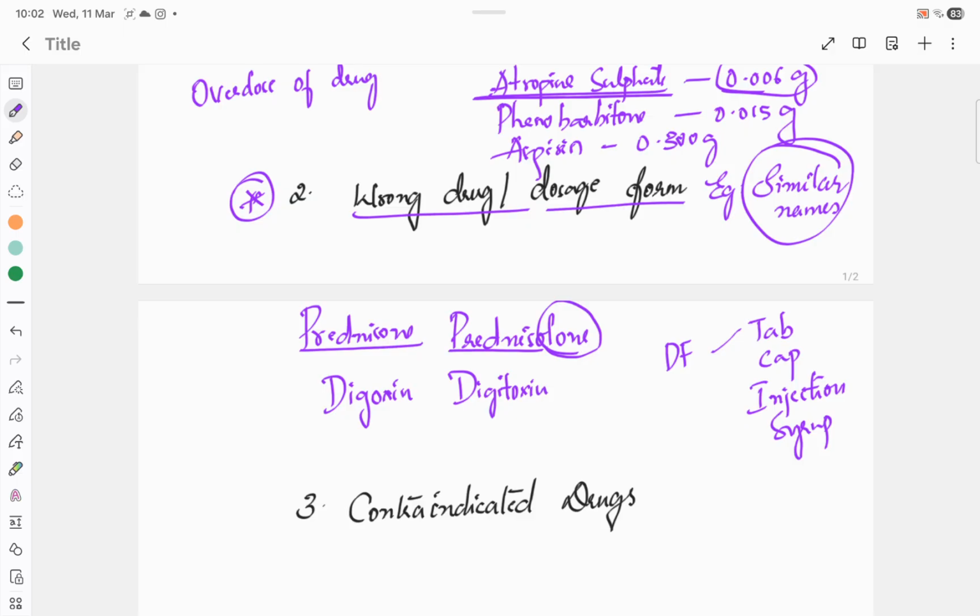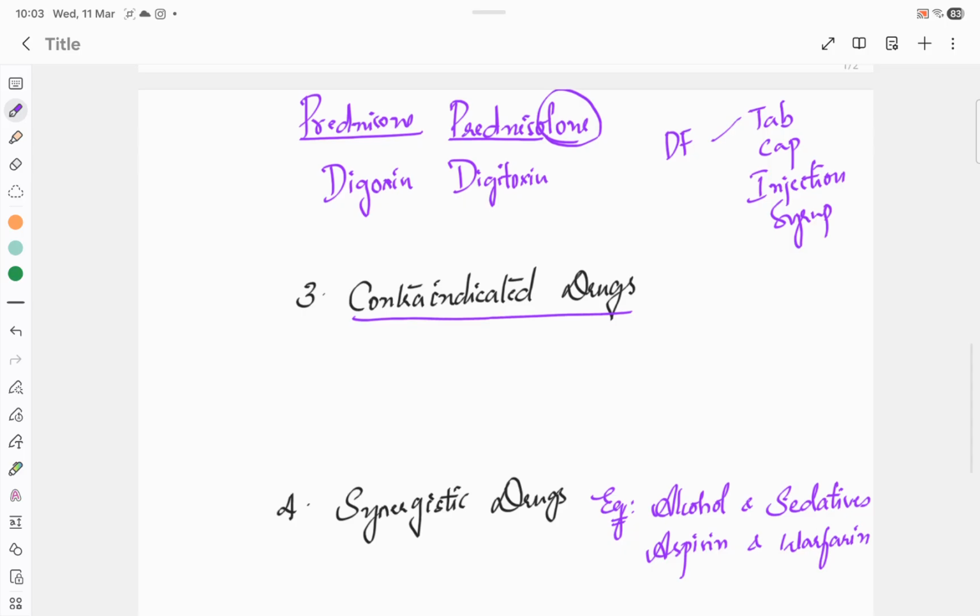And then the third one is contraindicated drugs. This is another cause of therapeutic incompatibility. Contraindicated drugs are medicines which should not be used in certain diseases or in certain patients. Contraindicated means they should not be used in certain patients, or under certain disease conditions.